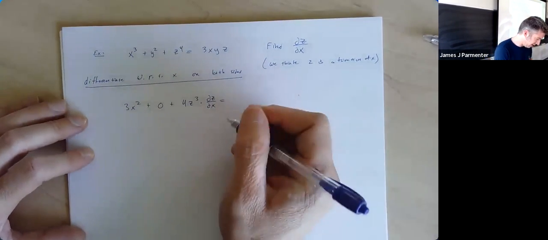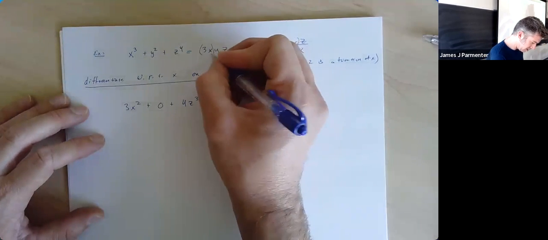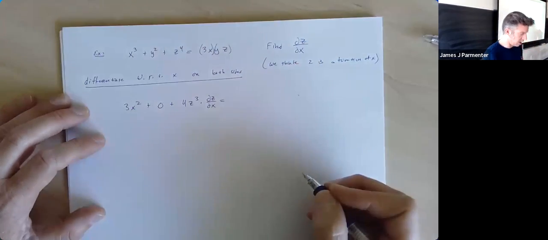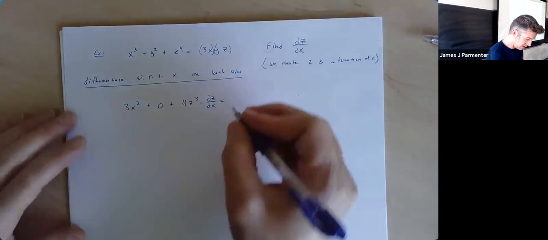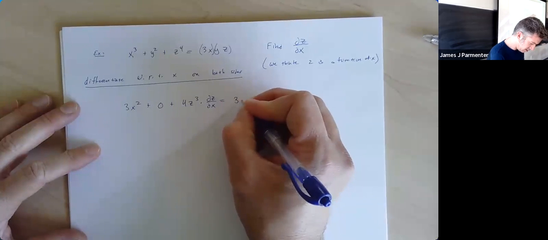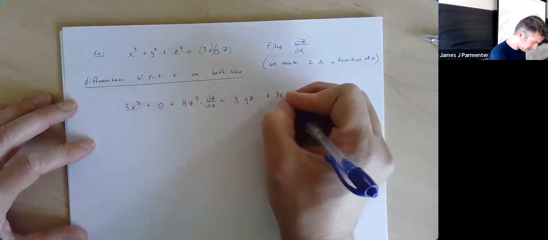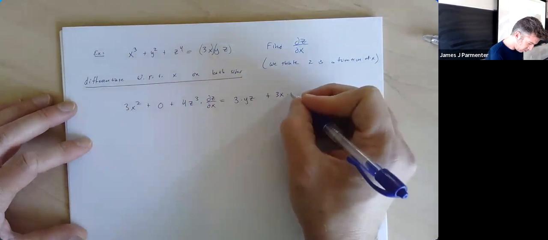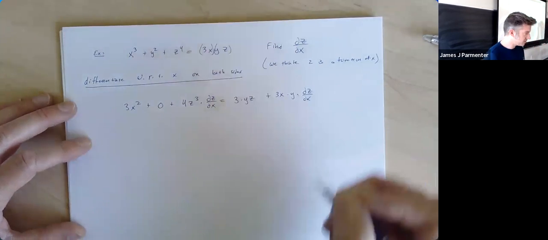equal to, on the right hand side, we have a product rule. We have 3x times yz, or however you want to break it up, as long as the two different functions are not in the same piece. The derivative of 3x is 3 times the other part left alone, plus 3x times the derivative of the other part, which is y times the derivative of z, which is del z del x.